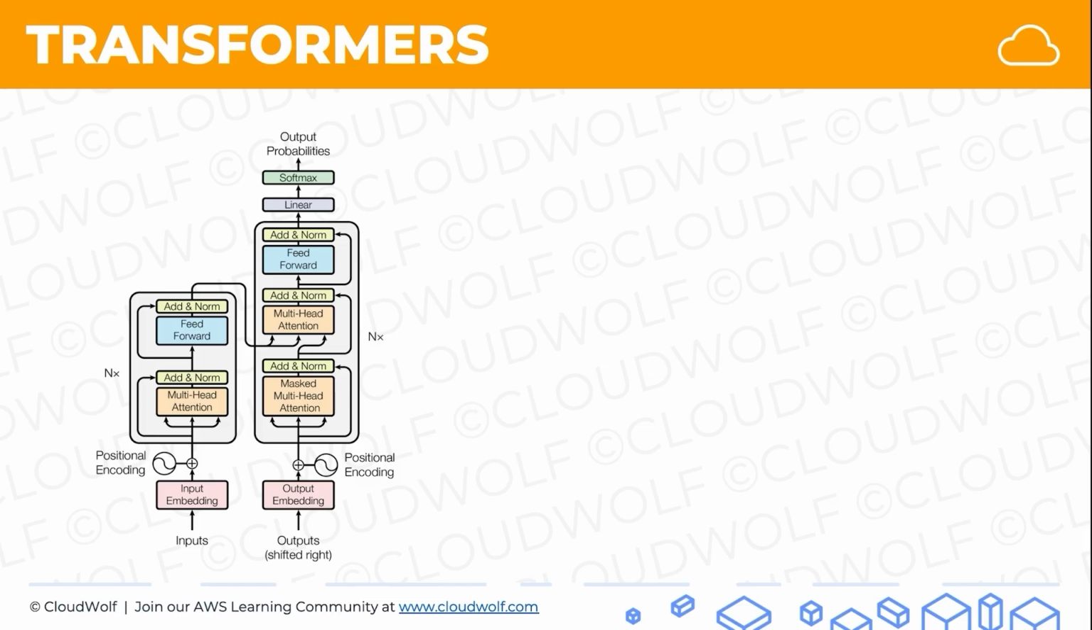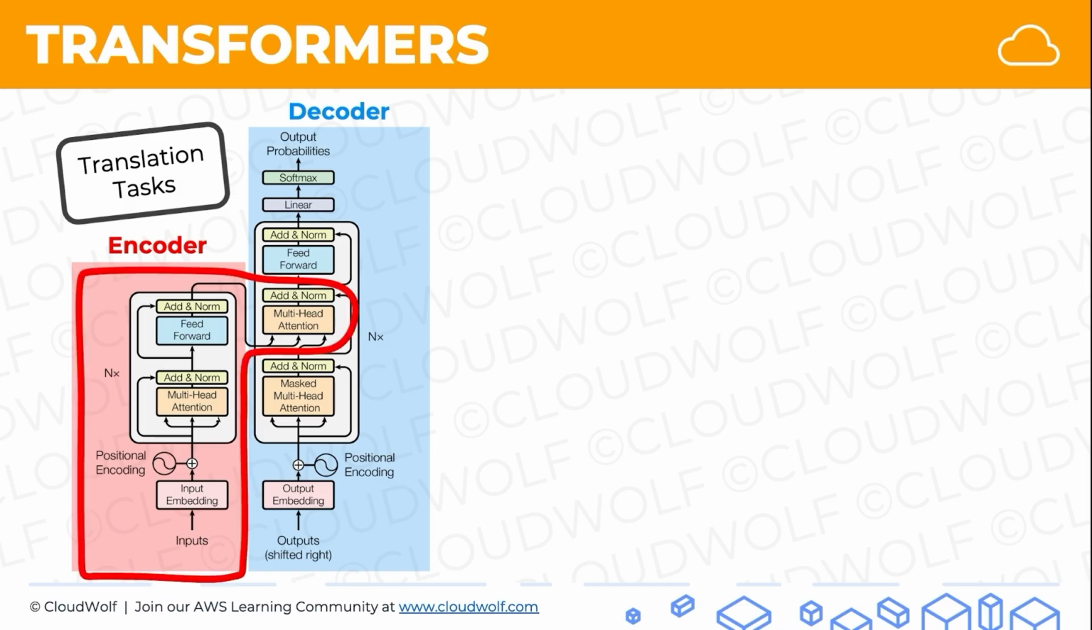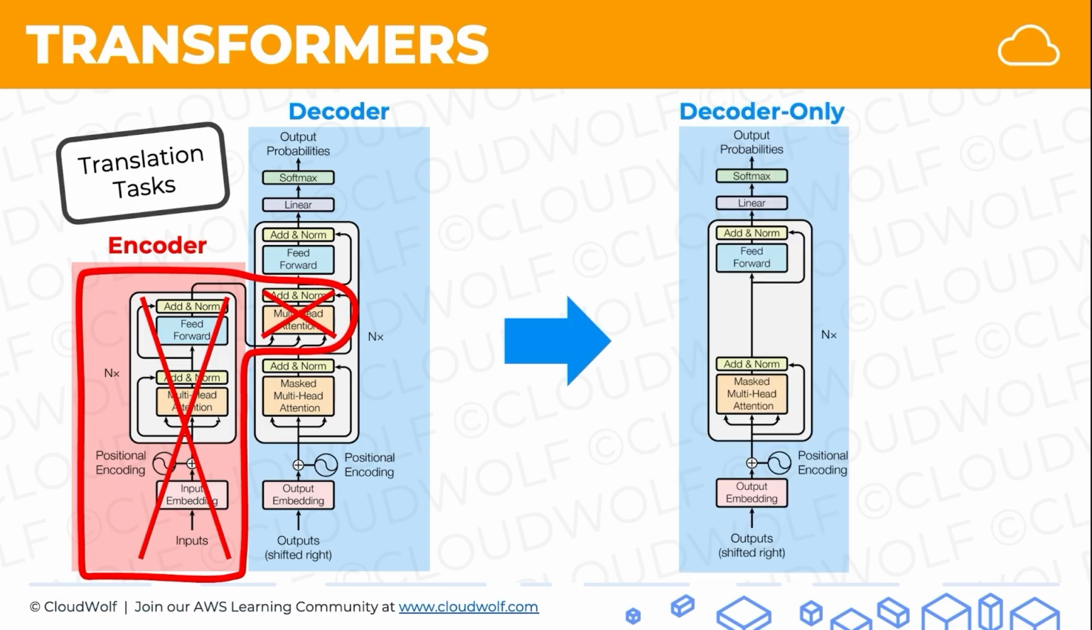Now, it has two parts. It's got the encoder and decoder. And it was originally designed for translation tasks. And that's why it has those two parts. But for the purpose of large language models, other people later took this part, the encoder, and they threw it out. They basically removed the encoder and they ended up with this decoder-only architecture. And that is the basis of large language models.